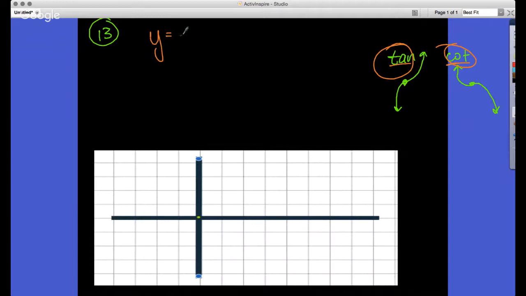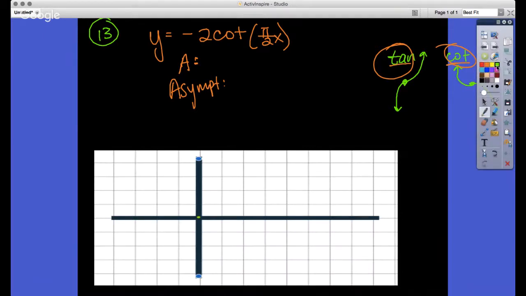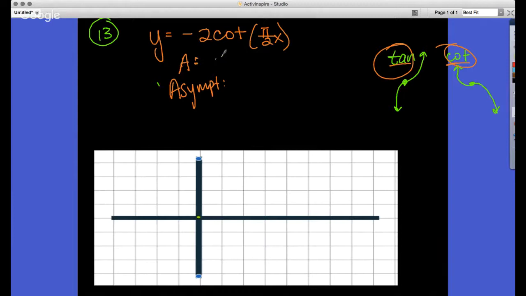All right, now with 13, we have y equals -2 cotangent of pi over 2x, okay? Now, let's make sure we understand a couple things. First off, with tangent and cotangent, we need two different things. Number one, we need an amplitude. Number two, we need an asymptote. So again, if I'm able to solve for both of these, I really get half of the problem right based on what we're doing here. So amplitude for cotangent is going to be 2. I'm going to put an R next to it because amplitude's always positive, but because there's a negative out there, I know it's going to end up being reflected somehow.